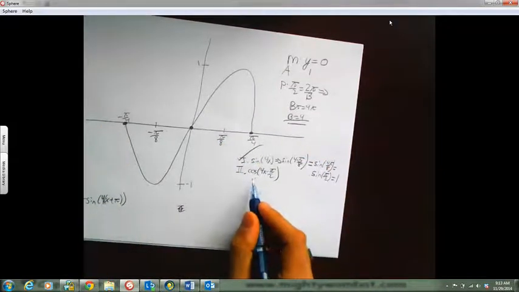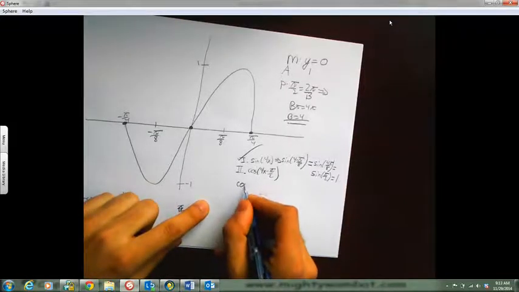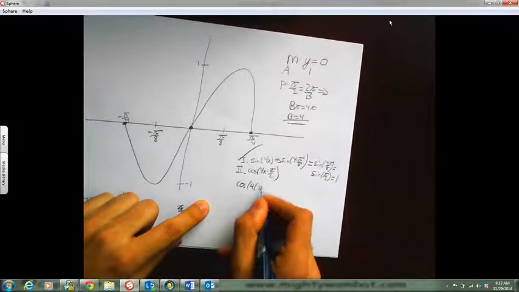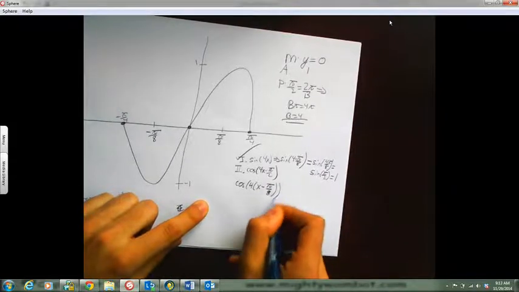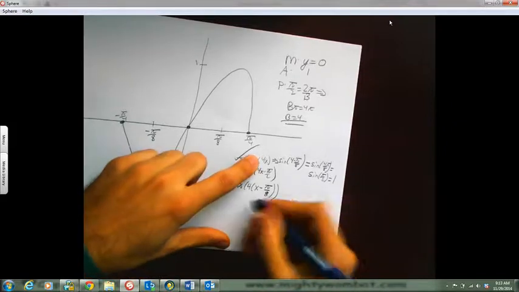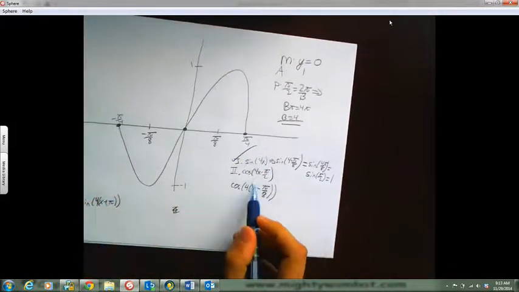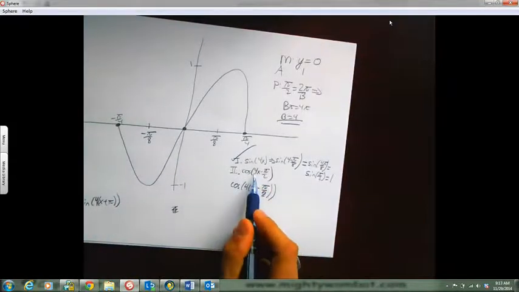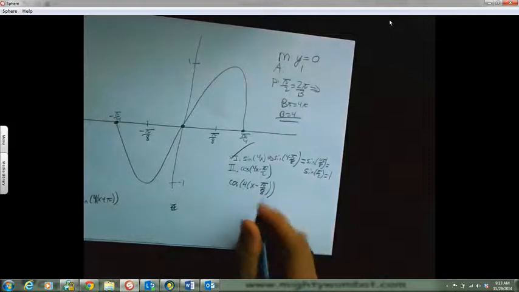Let's take a look at this one. Cosine of 4x minus pi over 2. Let me rewrite this as cosine of 4 times x minus pi over 8, factoring out the 4. Remember how we factor: we are dividing both of these by 4. 4x divided by 4 is x. Pi over 2 divided by 4 is pi over 8. So let's take a look.